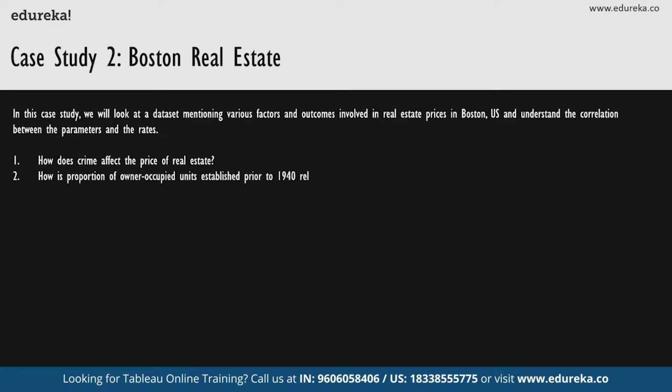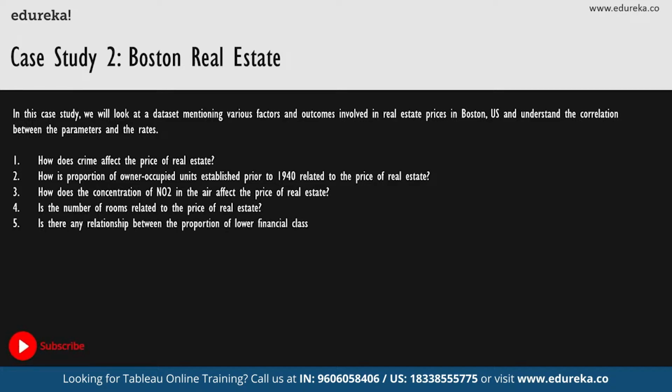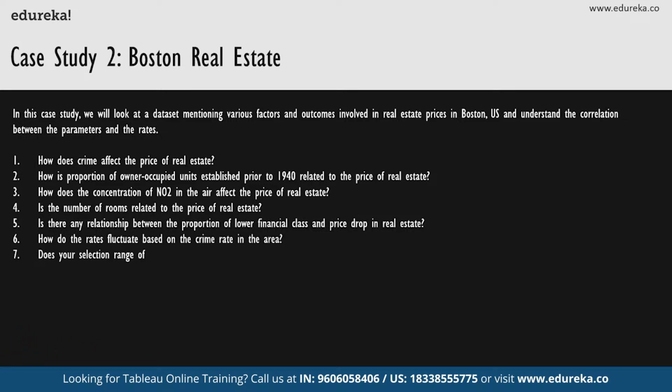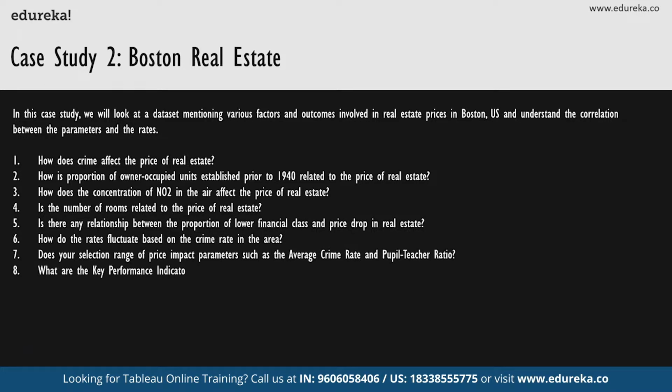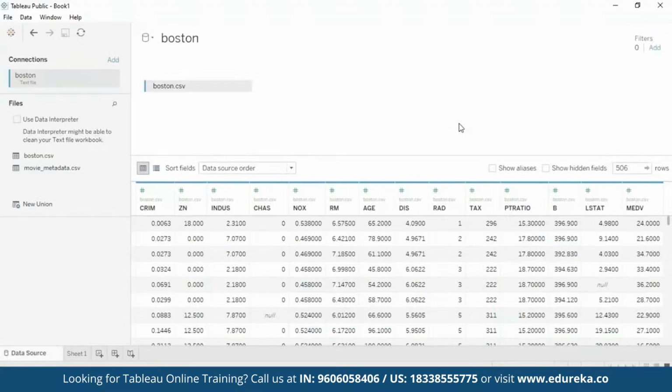Through this exercise, we will try to find out how crime affects the price of real estate, how the age of the building or the proportion of owner occupied buildings affects the price of the estate, how the number of rooms is related with the price of the flat you take, and how these rates vary in time. Basically, we are going to create a couple of KPIs which are going to help us make a decision regarding purchasing a plot in said real estate. So without much ado, let's move on to our Tableau desktop.